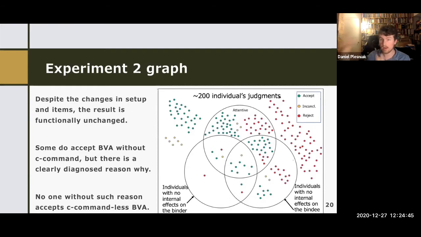Some people, a lot of reds, some people do accept BVA without the right C-command. But again, there's always a reason for their departure from the structural prediction, right? So either they're not attentive, or they have an internal effect on the bindee or an internal effect on the binder. Anyone who is attentive and doesn't have either of those two things, the people in the center intersection, they never accept "his student spoke to every professor or every teacher," or "his student spoke to more than one teacher." They're extremely consistent.